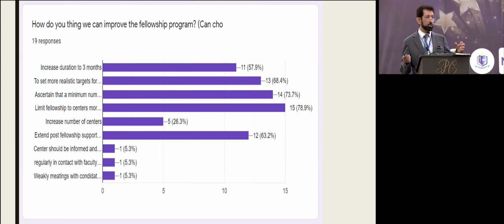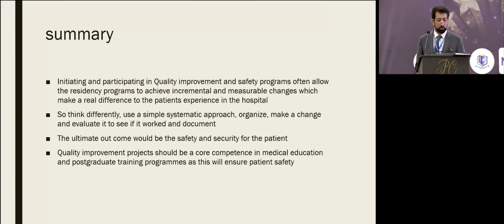I'm a surgeon, so I was doing interventions at the college level, at the institution level, at the society level in surgery. But that is what is expected of all the residents, all the programs, and all the specialties, and I'm sure that they must be doing it. So to summarize, initiating and participating in quality improvement and safety programs often allows residency programs to achieve incremental and measurable changes which make a real difference to the patient's experience in the hospital.